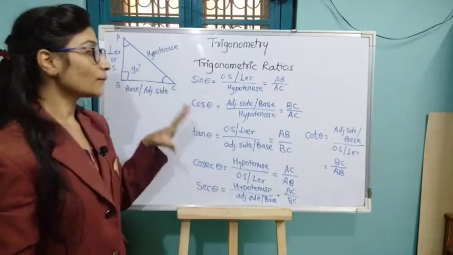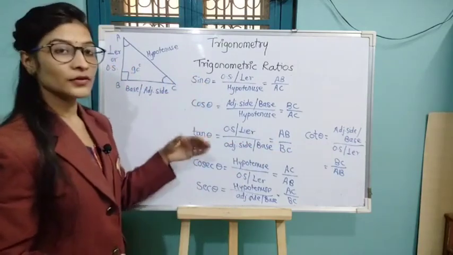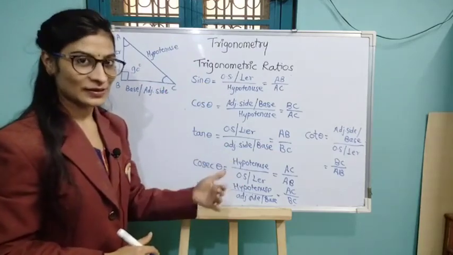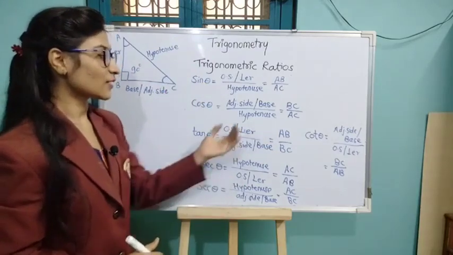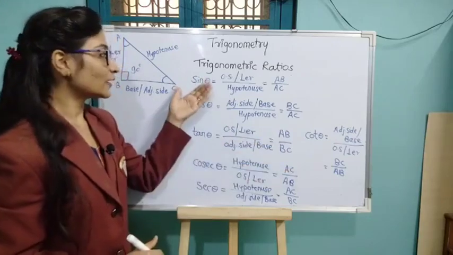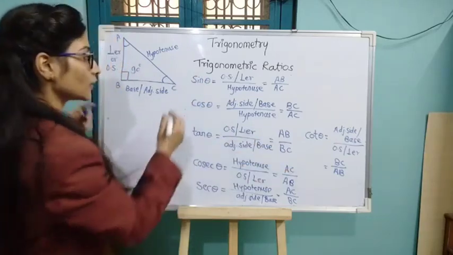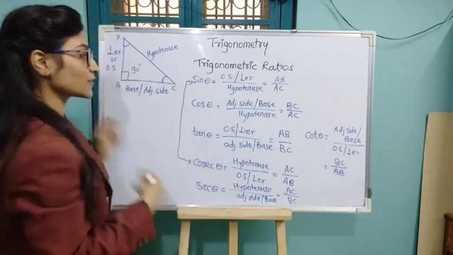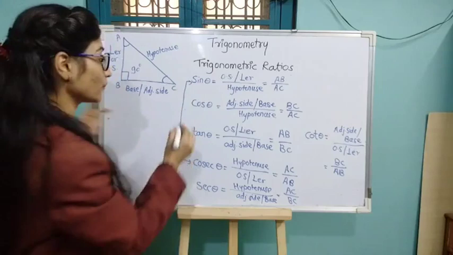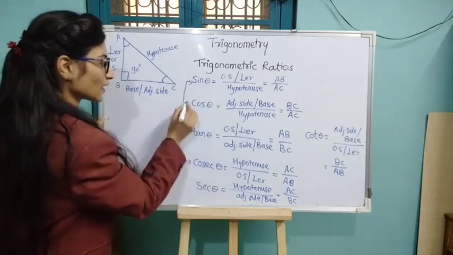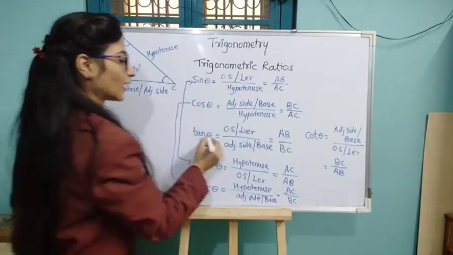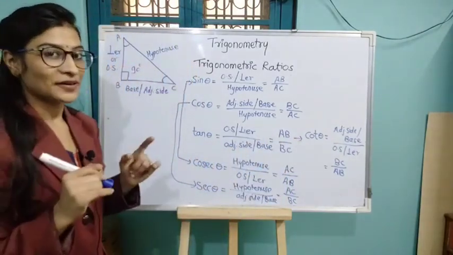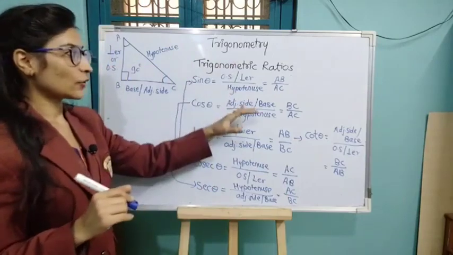So in this way, you have to learn just 3 ratios and you can easily get the other 3, because those other 3 ratios are totally reciprocal of the first 3. So you just need to remember which ratio is the reciprocal of which: cosec theta for sin theta, cos theta for sec theta, and tan theta for cot theta. Now I'll tell you a short trick to remember these trigonometric ratios.